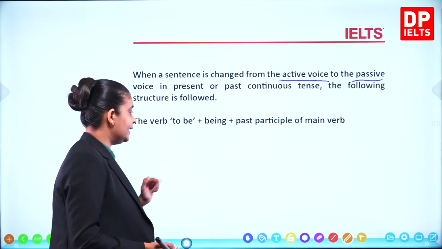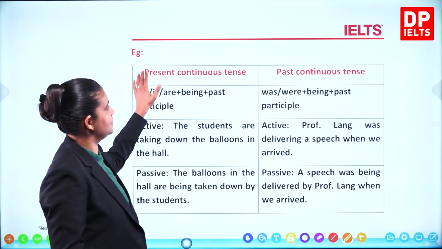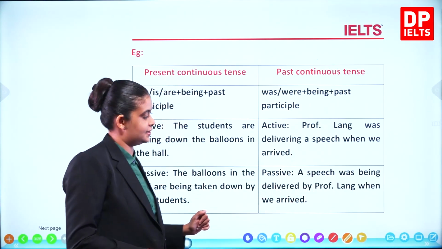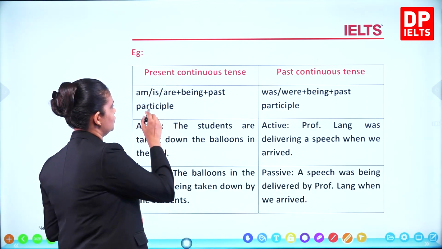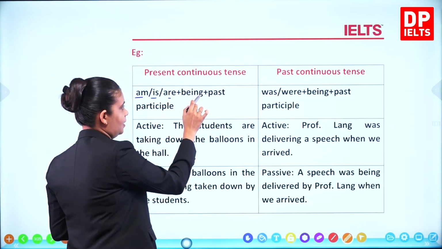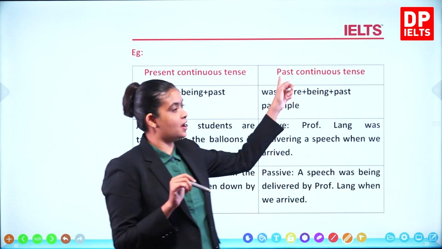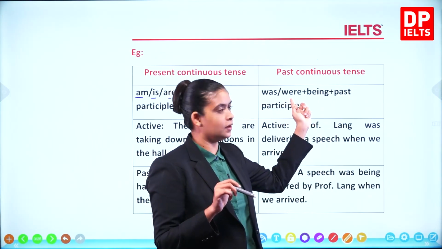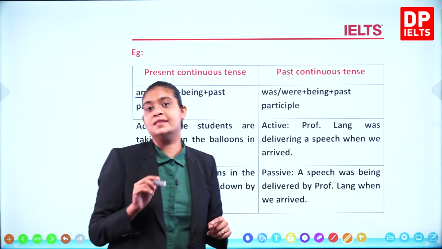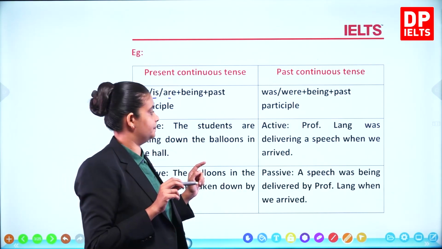Alright, so let us have a look at the structure. This is the present continuous tense and this side is the past continuous tense. If it is the present continuous tense, the be verb am, is, are plus being plus past participle of the main verb. If it is past continuous, was or were, which is the be verb, plus being plus the past participle of the main verb. So let us have a look at an example.